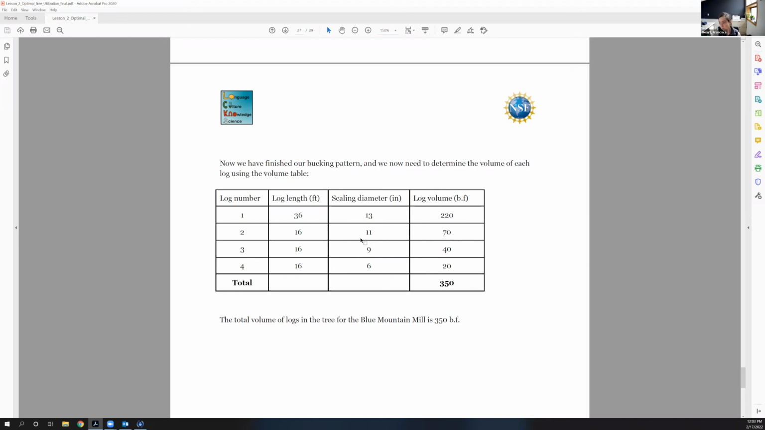So in the lesson, what students will do is go through this process for 2 mills. And at the very end, they will get the total volume for each one of the mills. And if the goal is to maximize the amount of volume that we want to produce out of that tree, we will be sending those logs to the mill that gets us more volume. And that is the end of that lesson.